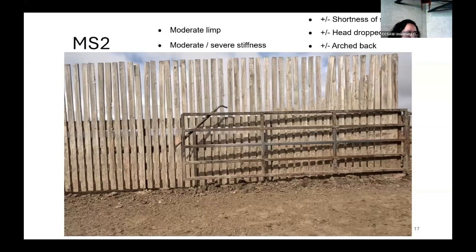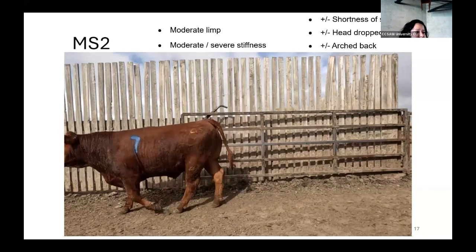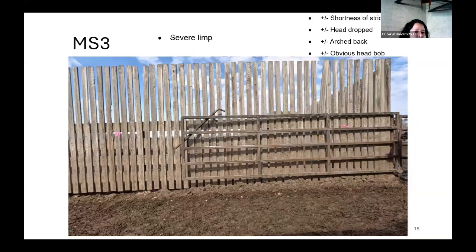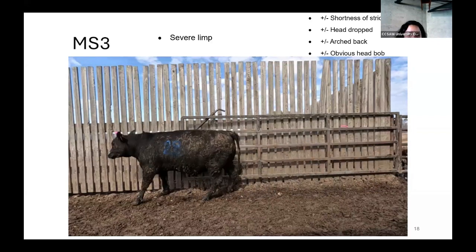A mobility score of 2 is an animal that has a moderate limp and/or moderate to severe stiffness, but it also may or may not show shortness of stride, head drop, or archback. So you can see that the limp is very obvious on this animal. And finally, a mobility score of 3 is an animal with a severe limp, which means that the affected leg bears little or no weight. And it may or may not show shortness of stride, head drop, archback, or obvious head bob.